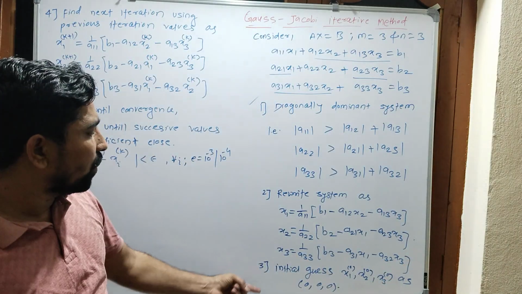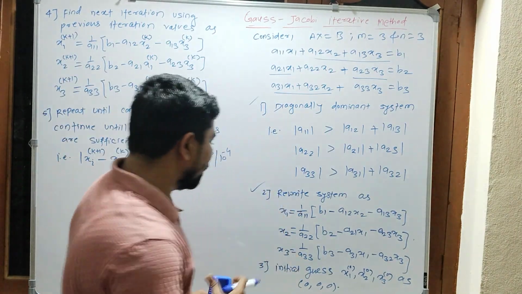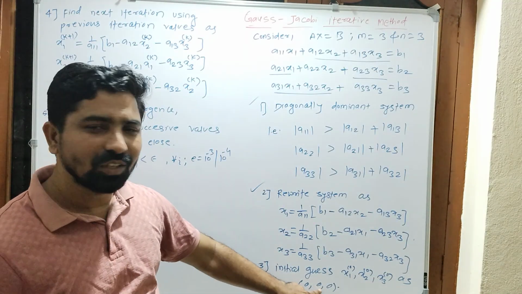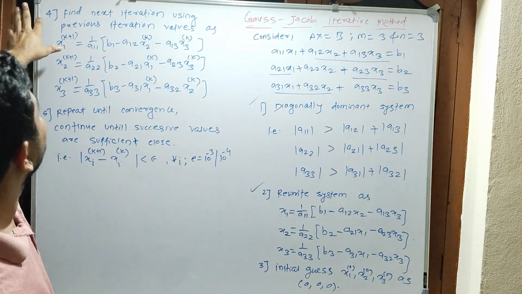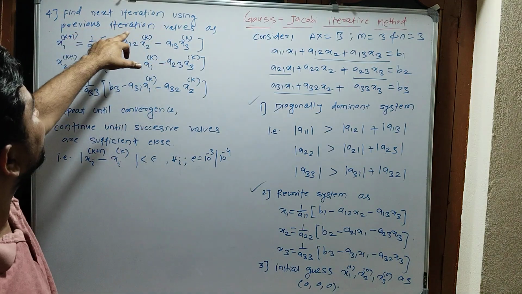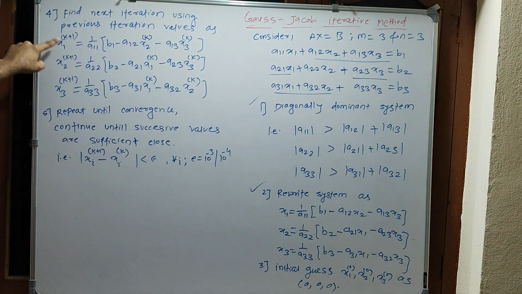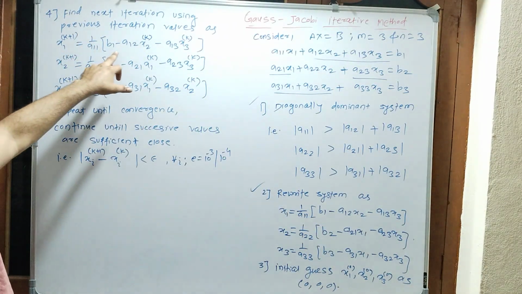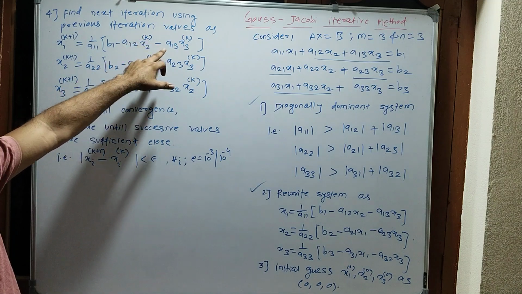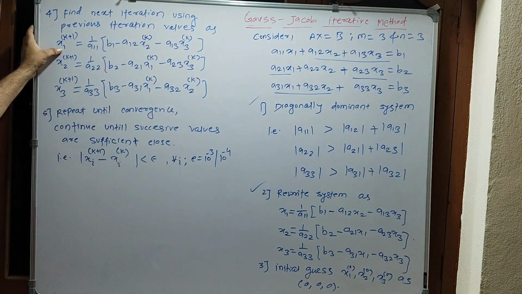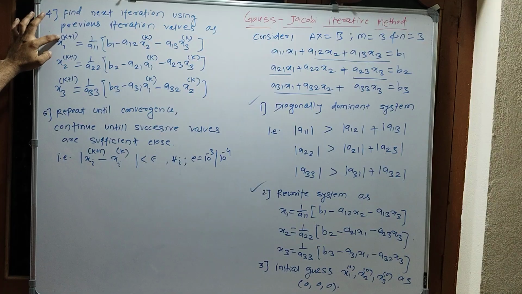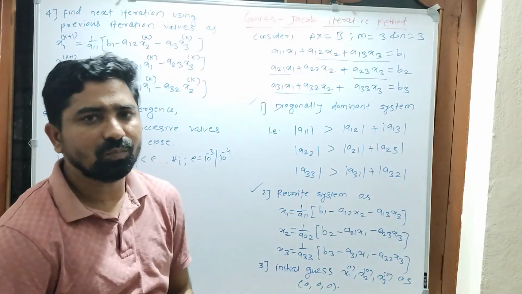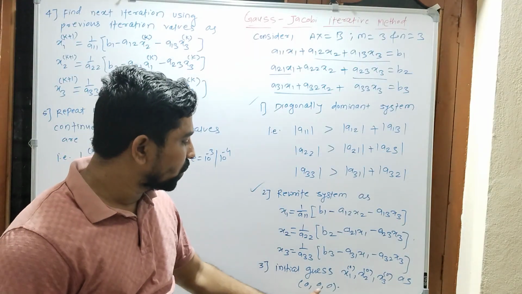Now the third step is to take the initial guess: x1 at 0, x2 at 0, x3 at 0 as 0, 0, 0. Now find the next iteration using the previous iteration values: x1 at k plus 1 equal to 1 by a11 times b1 minus a12 x2 at k minus a13 x3 at k. For example, if I put k equal to 0, here x1 at 0, x2 at 0, x3 at 0 is given. That is my 0th iteration, 0, 0, 0.